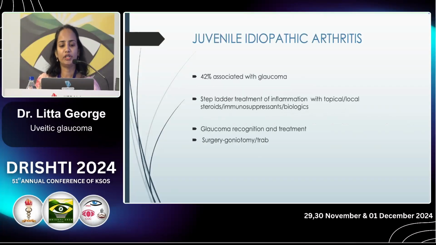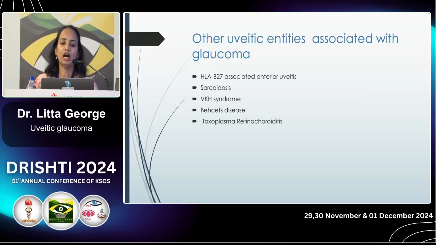Then in juvenile idiopathic arthritis, it is not very common in our scenario. You need to have a step-ladder treatment of inflammation with topical and local steroids and sometimes immunosuppressants and biologics. Glaucoma recognition and treatment is very important. Surgical intervention like goniotomy and trab may be needed. Other uveitic entities can be HLA-B27 associated anterior uveitis, sarcoidosis, Vogt-Koyanagi-Harada, Behçet's, and toxoplasma.